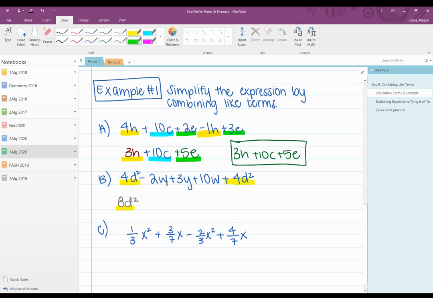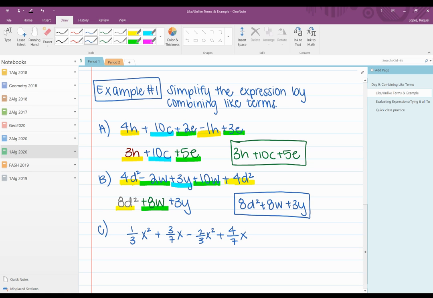Okay, let's take a look at the terms that have a w. I've got negative 2w here, and I've got positive 10w here. So if I combine those, negative 2w plus 10w is 8w. It's a positive 8. And let's take a look at the last one. I've got a 3y here, and I don't see another term that has a y in it, so I'm just going to bring down that 3y. My final answer is going to be 8d squared plus 8w plus 3y. And I cannot combine that further because none of those three terms are alike.